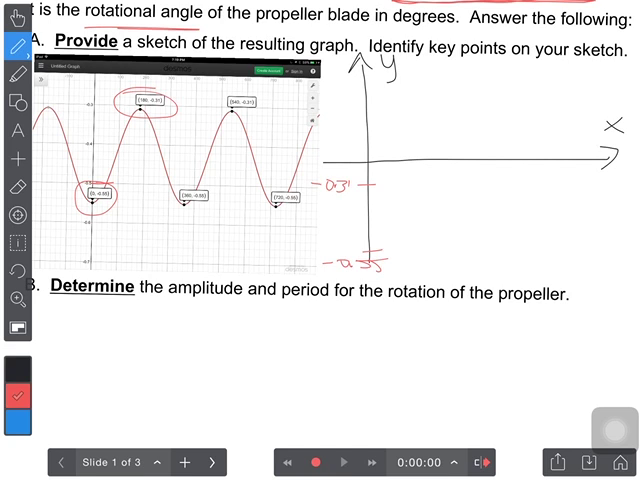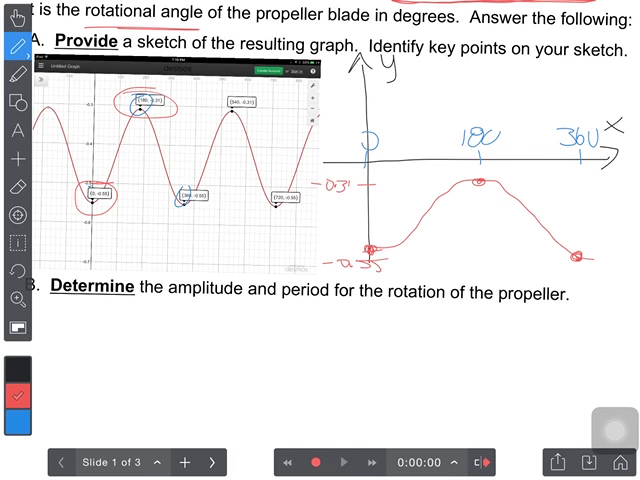And then I look at my key times here. So I see 0 seconds, or 0, 180, 360. So that's what I'll plot on the x-axis, 0, 180, 360. And then I can plot my points. So I know it's right there, right there, right there. And that's all I need to see when it says sketch it.